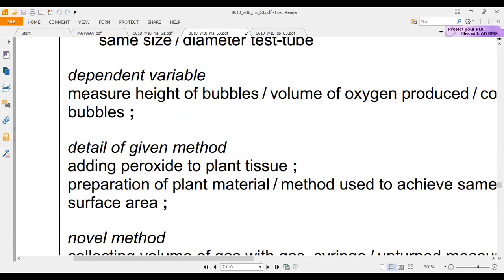For any method, you have to give details of the method that you will go through in order to find out the results or to measure the dependent variable.